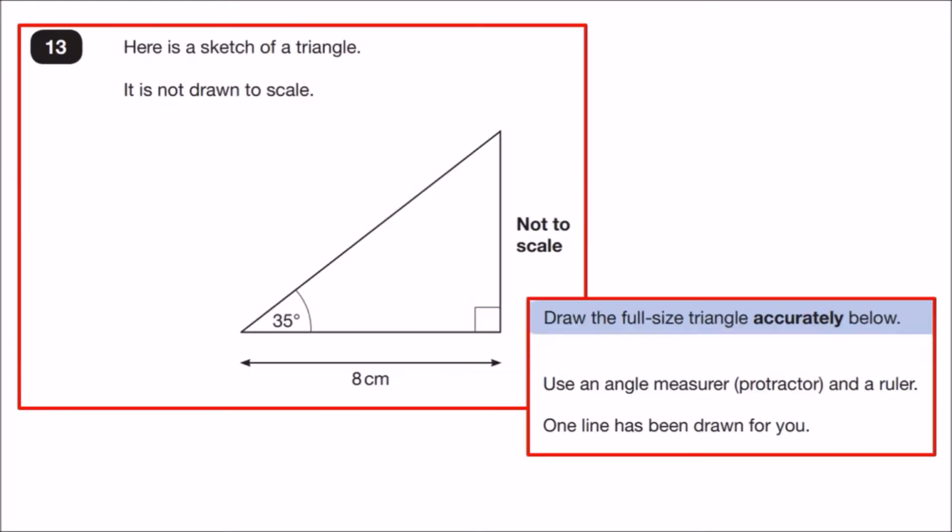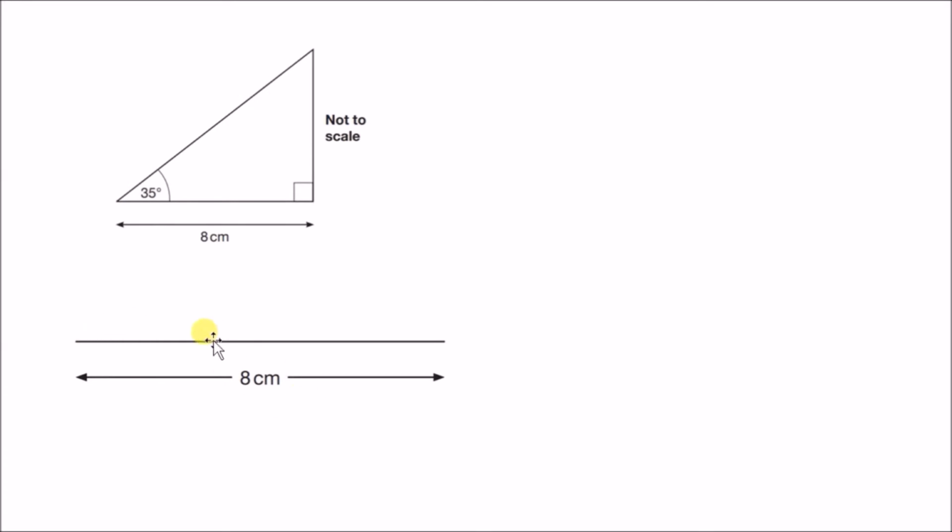And that's it. So here is a sketch of a triangle. It is not drawn to scale. So guys, this 8 centimeters here is not actually 8 centimeters in real life. Now draw the full size triangle accurately below. Use an angle measurer, i.e. a protractor, and a ruler. One line has been drawn for you. Okay, so the line they're talking about is right here, yeah? So this is the line they're given.